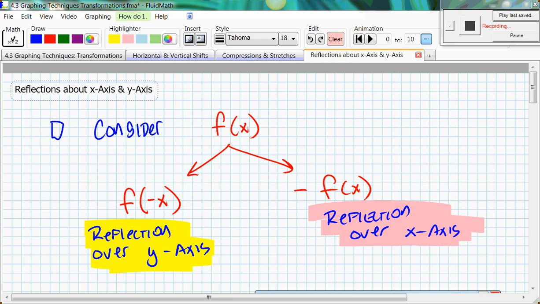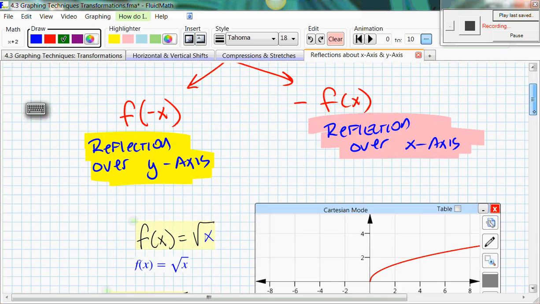Alright, the last idea in 4.3 is about reflections over the x and the y-axis. So if you're given any parent graph, any f of x, any one of those 9 parent graphs that we started with, we can go in 2 directions here in terms of the reflections. If you replace every single x with a negative x, you get a reflection over the y-axis. However, if you just take the opposite of that function, you get a reflection over the x-axis.